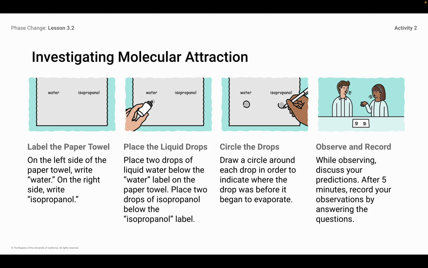And you're going to put 2 drops of liquid water below the water label and 2 drops of isopropanol below that label. And then after you drop the water, you're going to take a pencil or a pen. You're going to draw a circle around each drop so that you have an indication of where they started. And then you're just going to start recording.